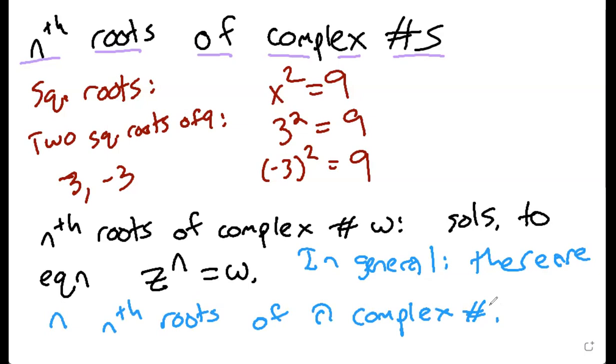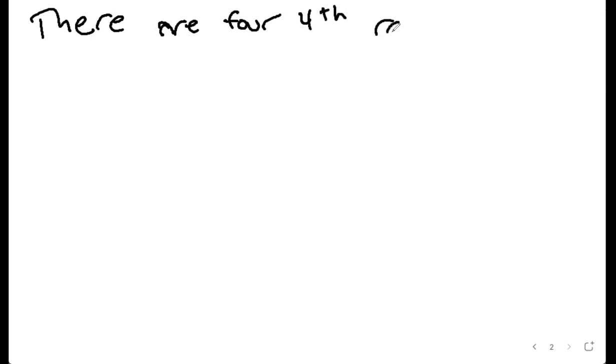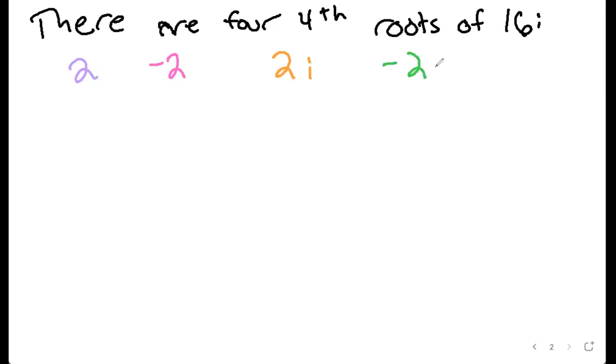So there are 2 square roots in general. There's 2 square roots of 9, 3 and -3. If I ask you about fourth roots, we should expect there to be 4 fourth roots. If I were to ask you about 17th roots, we should expect there to be 17 17th roots. As an example of this, there are 4 fourth roots of 16. And let me just list them off for you. 2 and -2 and 2i and -2i.